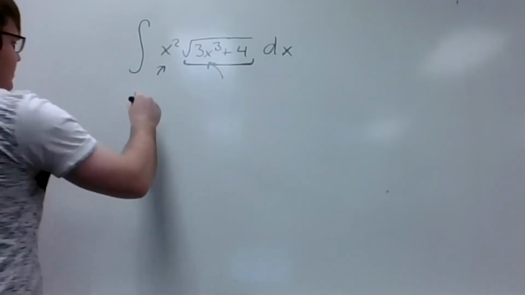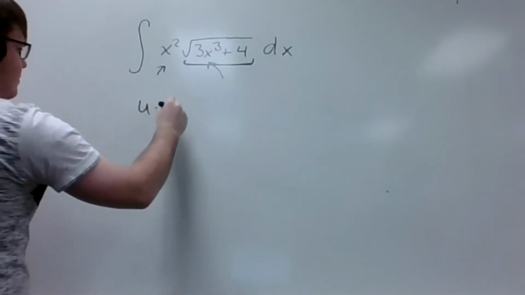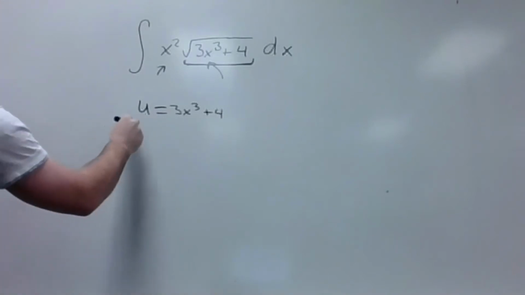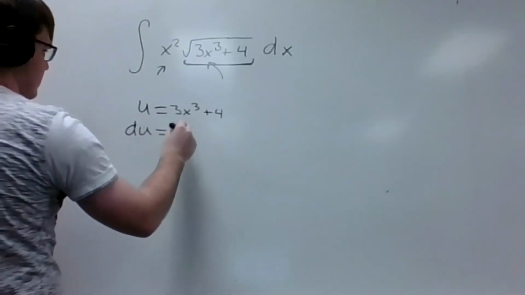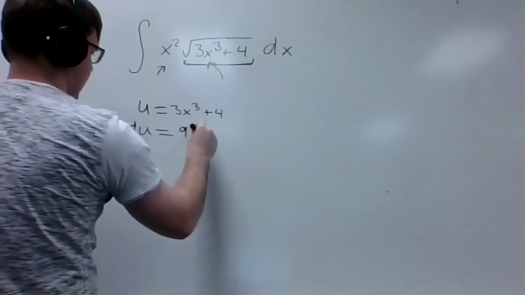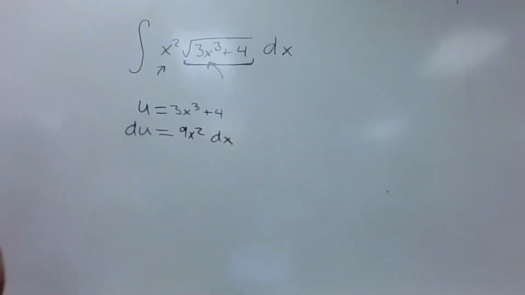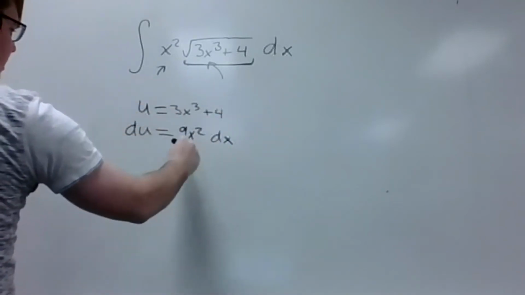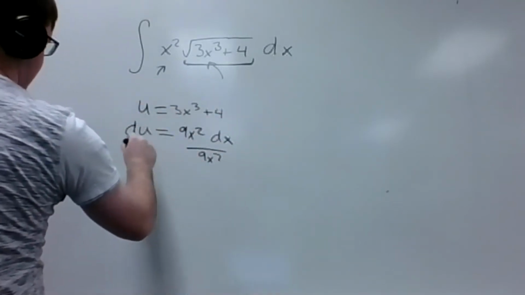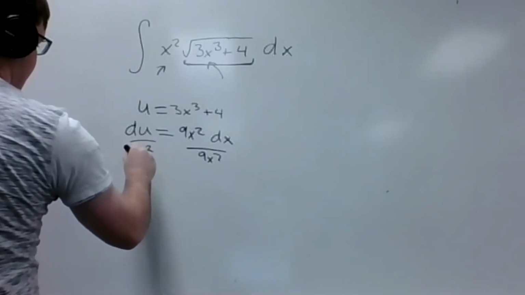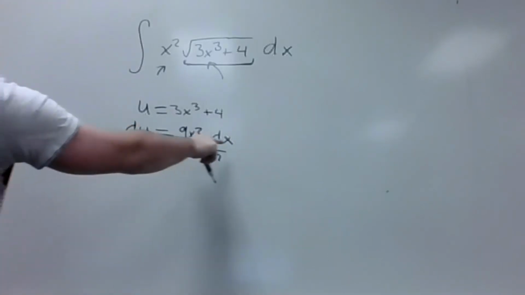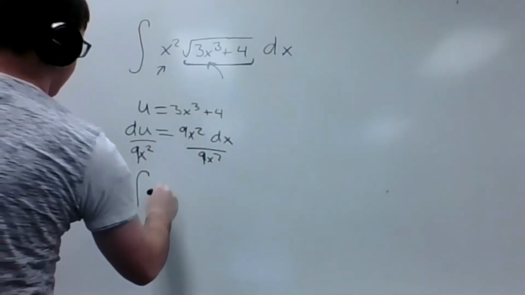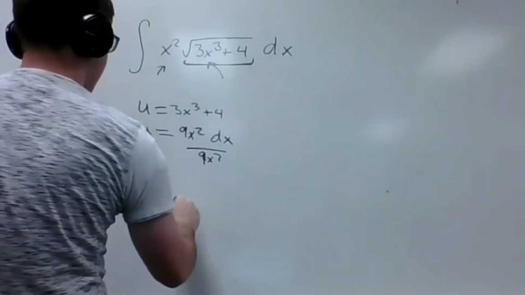So if we take this, we can say that our u is equal to 3x cubed plus 4. And then we can say our du is equal to 9x squared dx. Now, we can divide this 9x squared to the other side, and then sub this in for the dx. So now if we rewrite our integral, we have x squared times du.